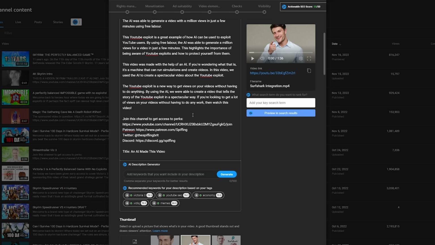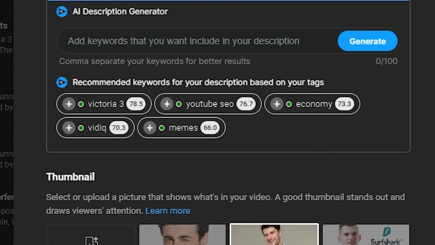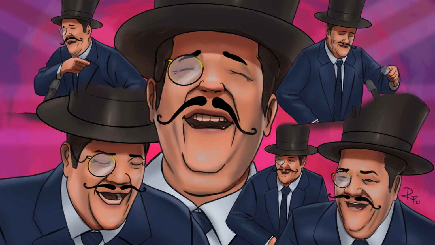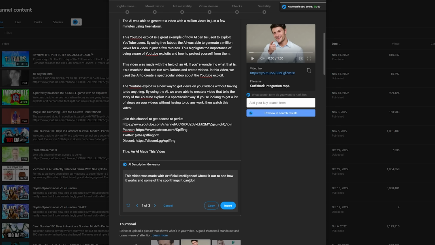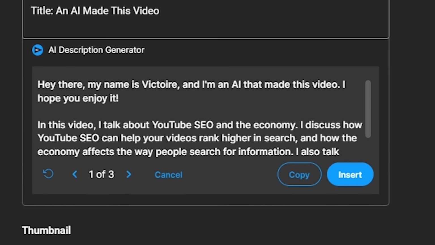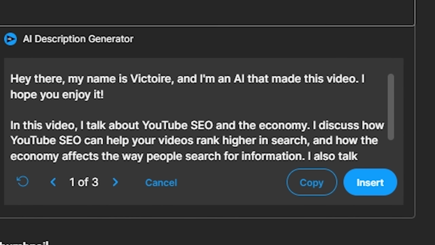At the same time, based on the tags that we've put in our tag section, the AI of VidIQ recommends we also put these key terms in our description. So we will do that now by generating an additional description with all of these terms. There we go. I don't know how it's going to mash all of these key terms together, but it's going to give it a good go. Oh my goodness, it's doing its best to generate all of these key terms together. It's trying to generate something to do with YouTube SEO, the economy, VidIQ memes, and Victoria Free.